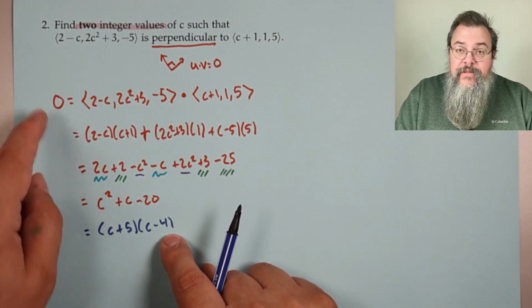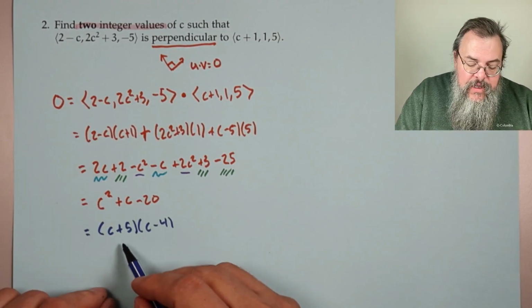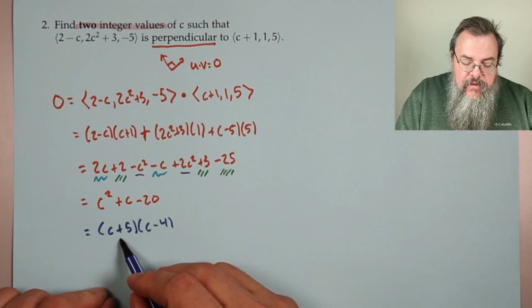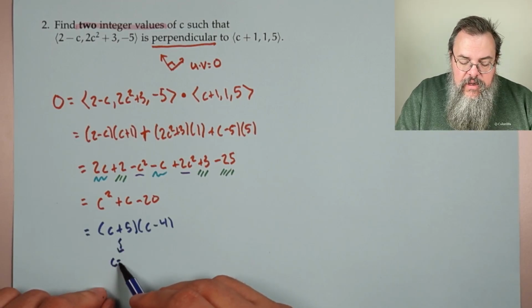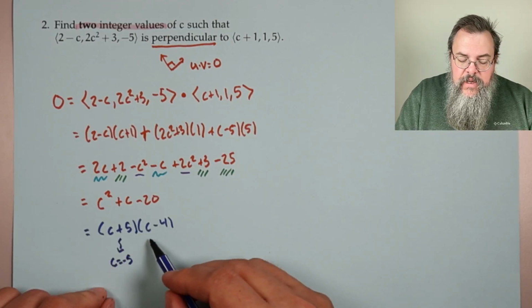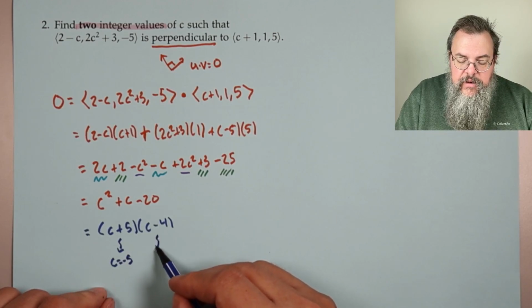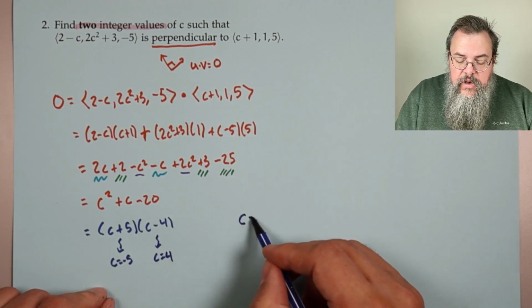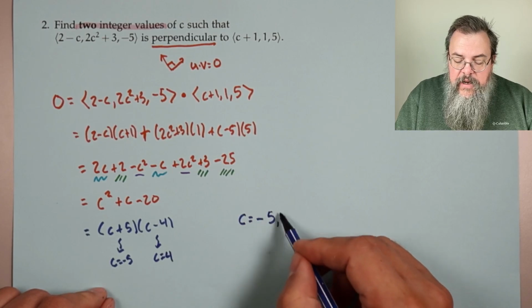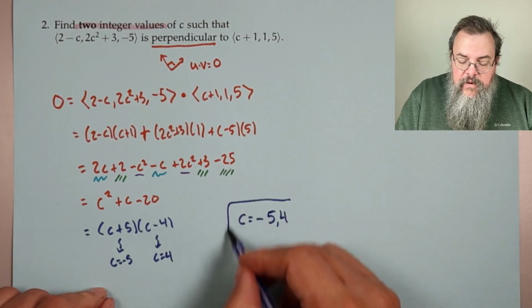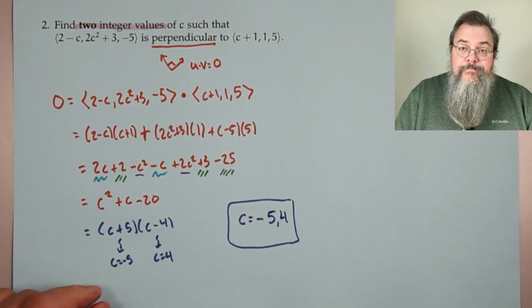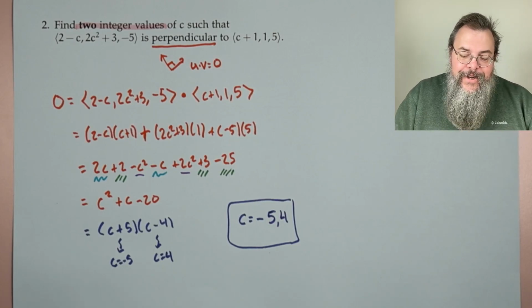And of course, because this equals 0, we ask when does each part equal 0? c plus 5 being 0 gives us c is negative 5. c minus 4 equals 0 gives us c equals 4. And so our two answers are negative 5 and positive 4. And then we're done. Great.